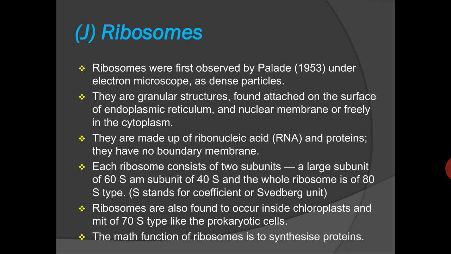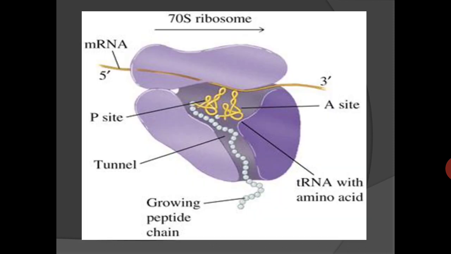the prokaryotic cells. The main function of the ribosomes is to synthesize protein, that is, the role of the ribosomes in protein synthesis. This is the 70S structure of the ribosome. You can see here the two units and two sites. One is the A site, another is the P site, and the messenger RNA is found in the groove-like structure between these two subunits, and the growing peptide chain is also there, because the tRNA with the amino acids is provided from the A site to the P site.